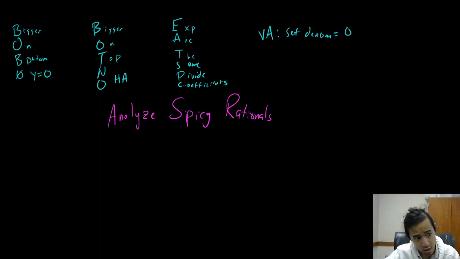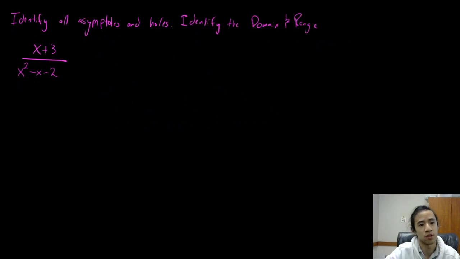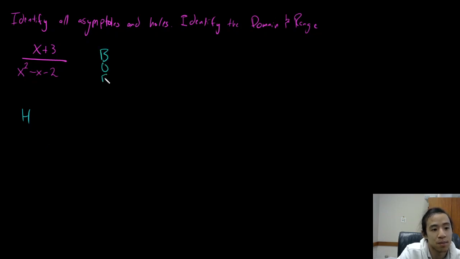So let me show you how to do this real quick. First, let's go ahead and do the horizontal asymptote. What you need to do is take a look at the exponents, or the degrees, of the top and the bottom. The degree of the top is 1. The degree of the bottom is 2. So this is a BOBO. It's bigger on the bottom. So that means you're going to have a horizontal asymptote at y equals 0, because remember, bigger on the bottom means 0.